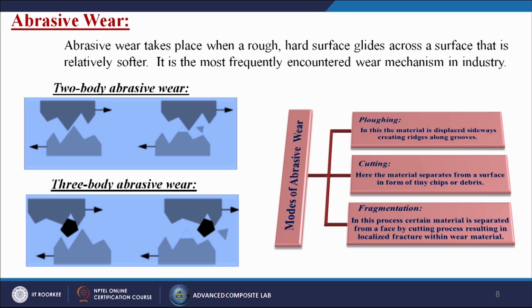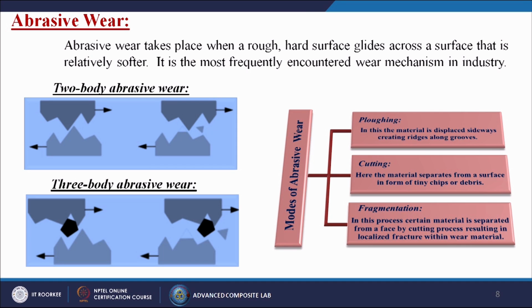Generally we see three modes of abrasive wear. The first one is called ploughing, the second is called cutting, and the third is called fragmentation. Ploughing is when some hard projections come into contact with a softer material and take out some material from the softer zone. That is known as the ploughing mechanism.